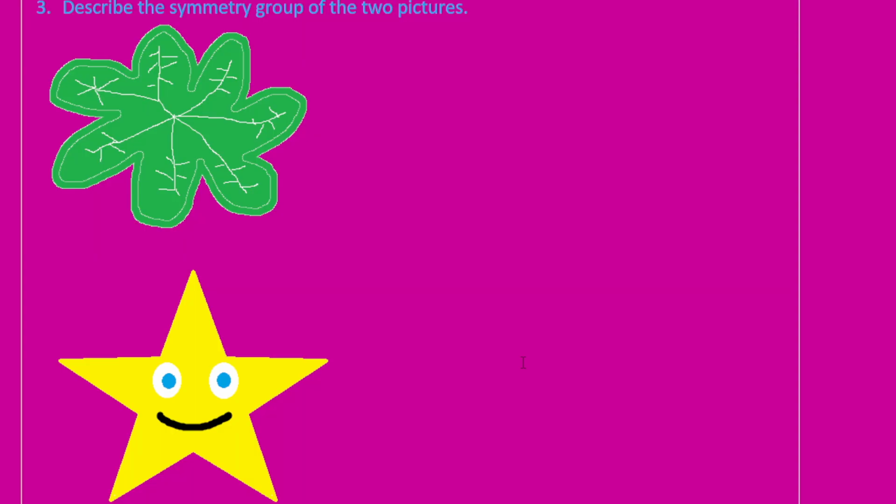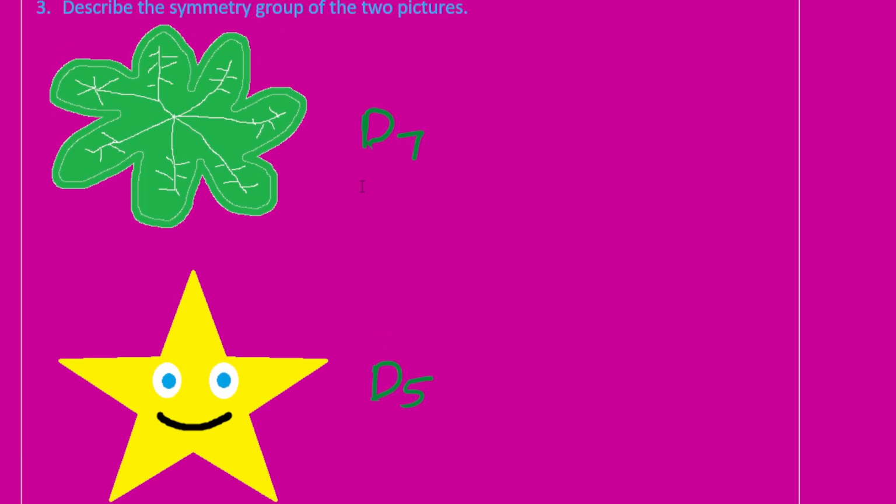But to identify the symmetry of the group, let's take a look at the leaf. It has 1, 2, 3, 4, 5, 6, 7 leaves. So this will be dihedral group D7. And for the star, 1, 2, 3, 4, 5, it's a dihedral group D5.